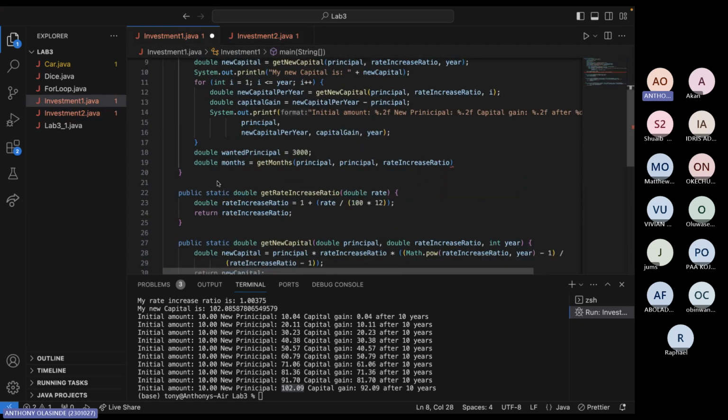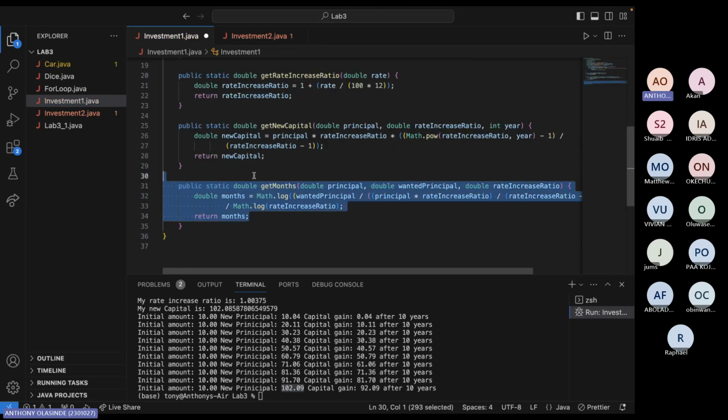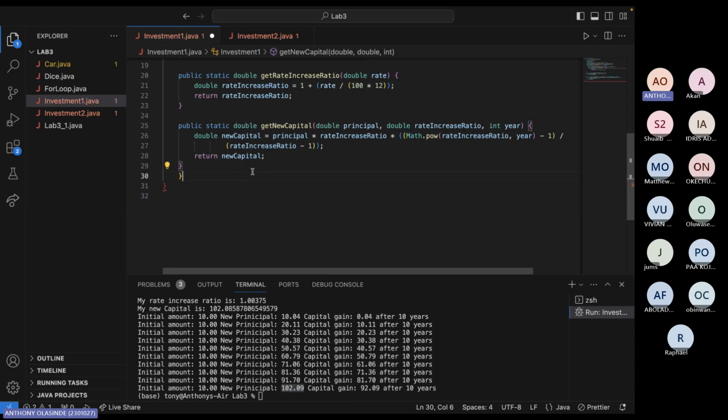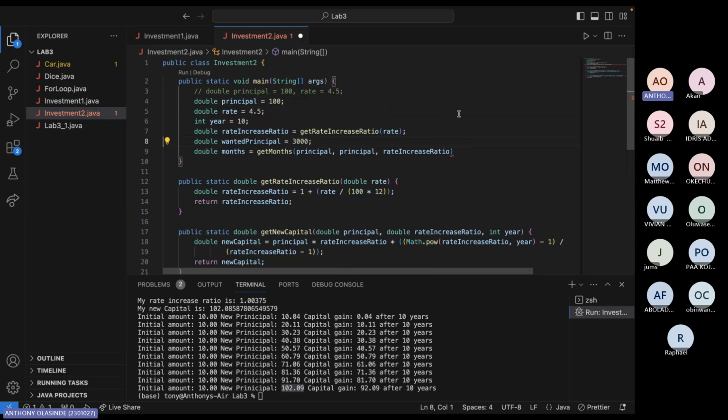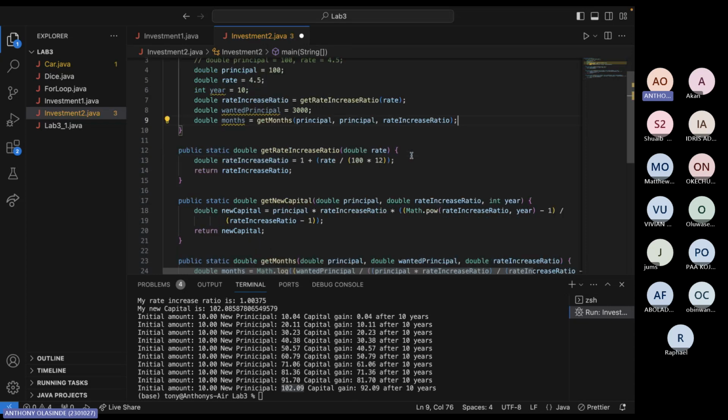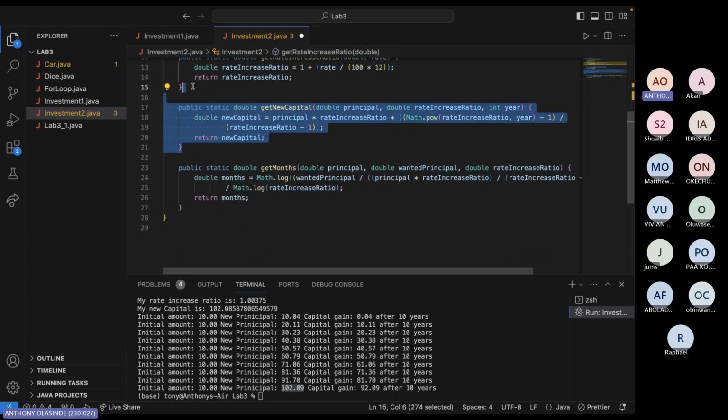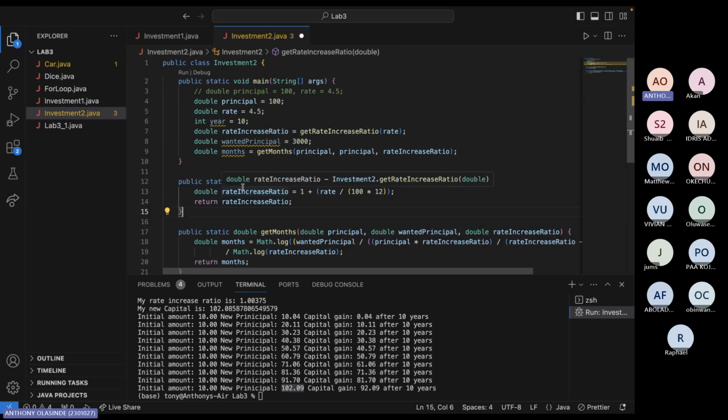Then I can take off these ones. There are some things I will be needing here. I'll take off this one. So that concludes one. Sorry, bring it back. This concludes one. So for 2, we are told to calculate months. So we won't be needing this one. We don't need the new capital, but we need the increase ratio. We need the rate increase ratio. So that's why we left it.